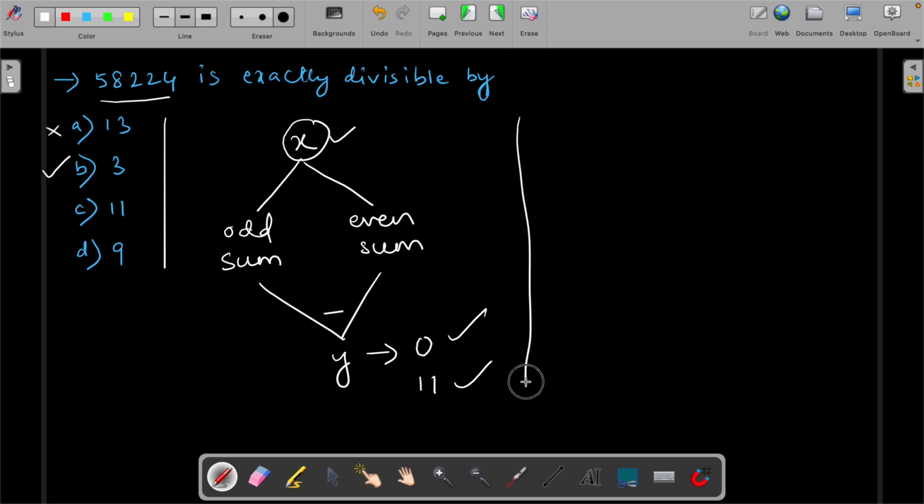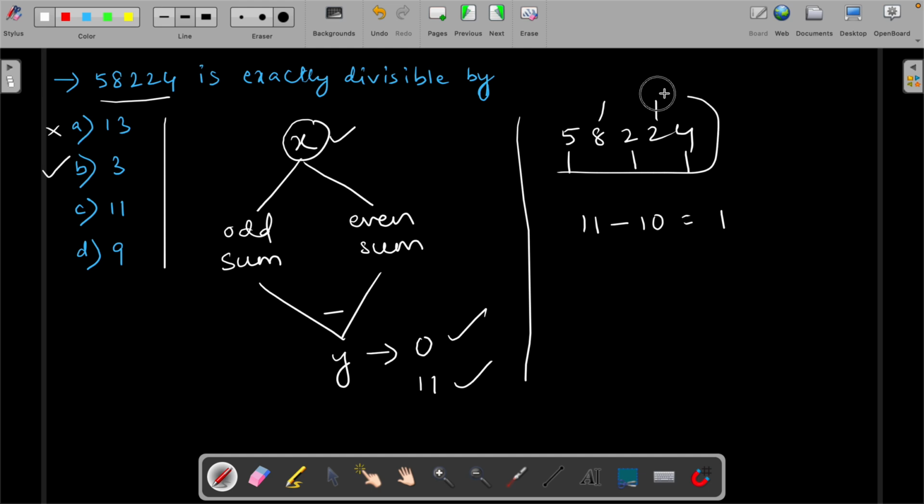Let us now see if the number given in the problem is divisible by 11 or not. What are the digits present in odd places? 5, 2, 4. 5 plus 2 plus 4 is 11. Digits in even places are 8 and 2, which is 10. If you subtract 11 minus 10, you will get 1, which is not 0 and not divisible by 11. So this number is also not divisible by 11.